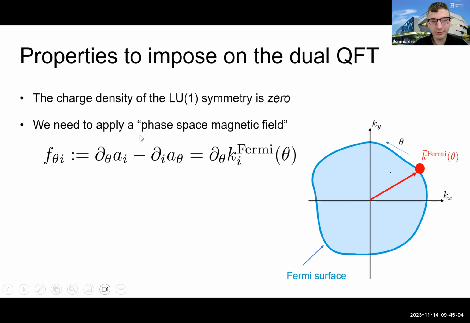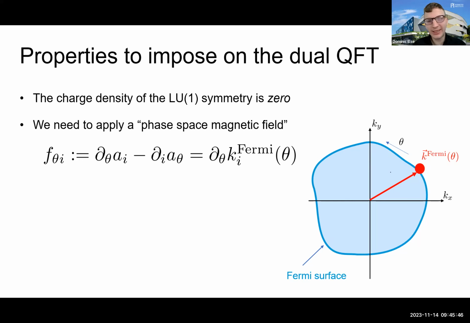And then there's also this subtlety: the Fermi surface has to enter somehow. The way you say what the Fermi surface is, is that you apply this phase space magnetic field. So for the LU1 gauge field, you can define this particular element of the curvature, which exists in the theta direction and the spatial direction. And we set that to be determined by the Fermi wave vector. So the Fermi surface traces out some function in momentum space as a function of theta that determines this curvature that we impose on the dual quantum field theory as a background.